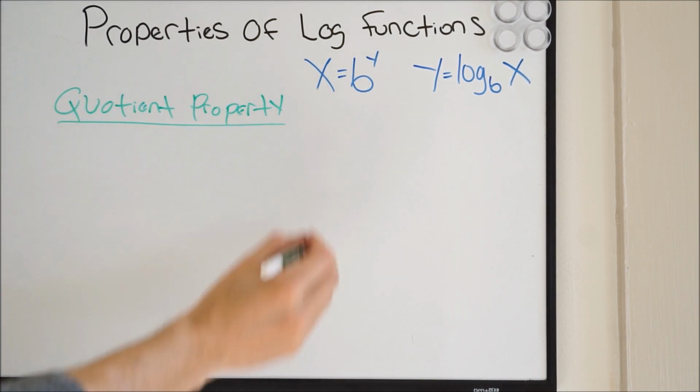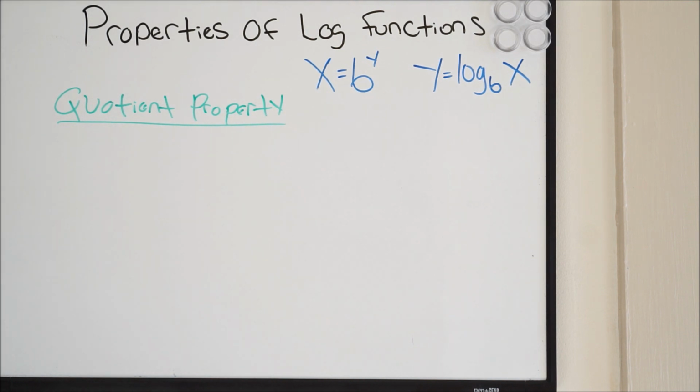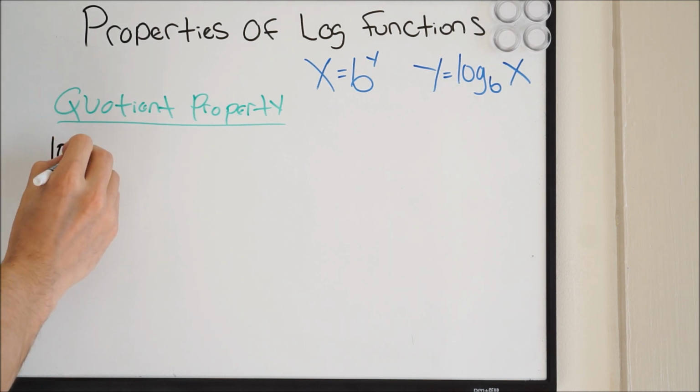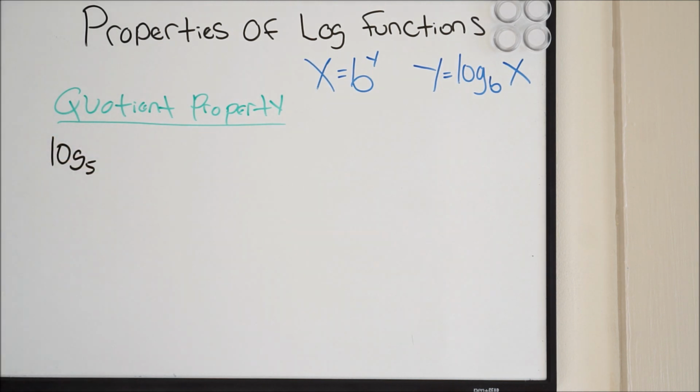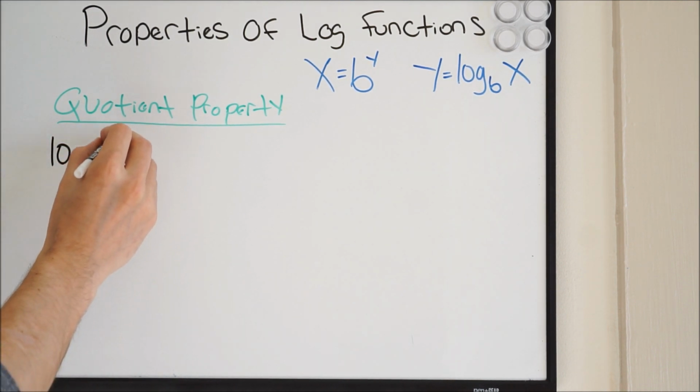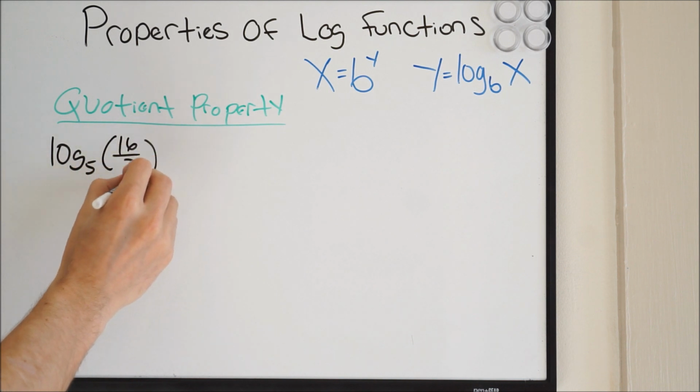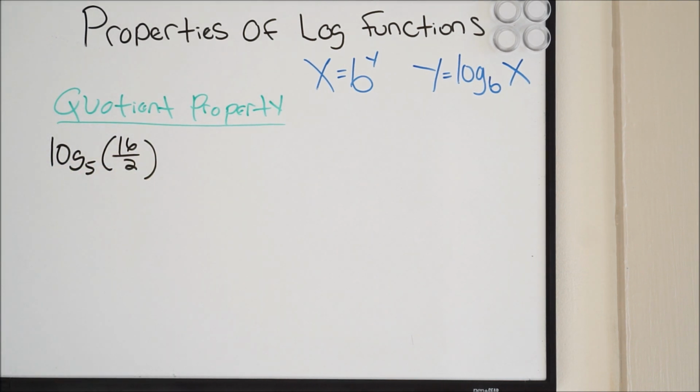And again, we're talking about division here. So the quotient property of log function. So for example, if I have log base 5, and let's say we're doing 16 divided by 2. Well, again, we're dealing with the same base here.